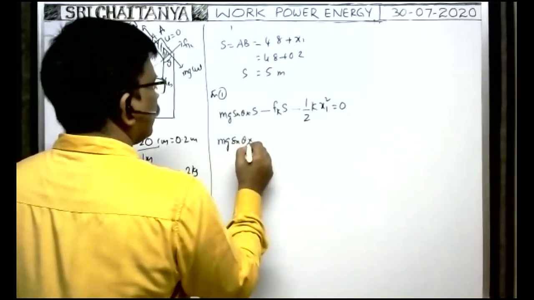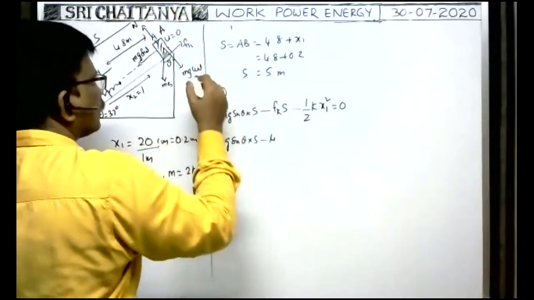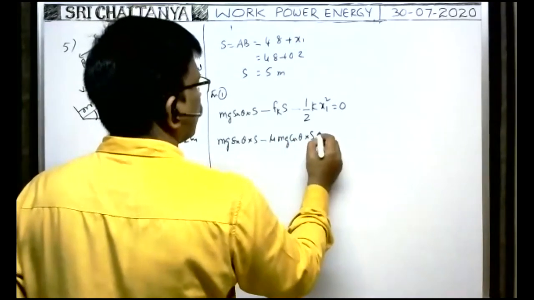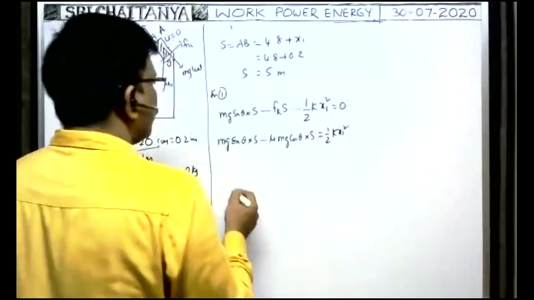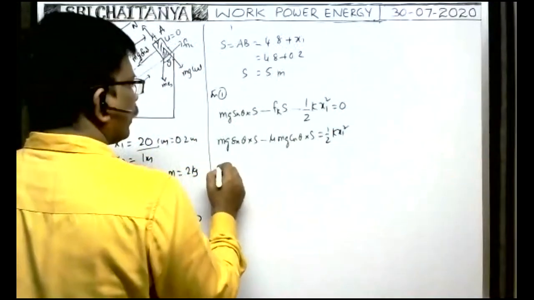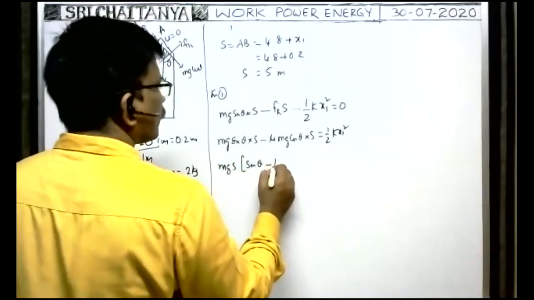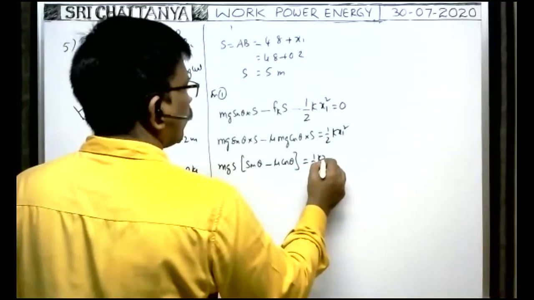mg sin theta into s minus fk, where fk means mu into the normal reaction acting on the block, which is equal to mg cos theta, into s, is equal to half k into x1 square. Here you substitute the data. In these two terms, we can take mgs common. When you take mgs common, sin theta minus mu cos theta is equal to half k into x1 square.